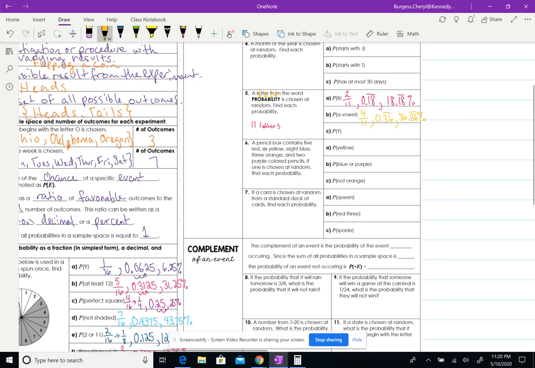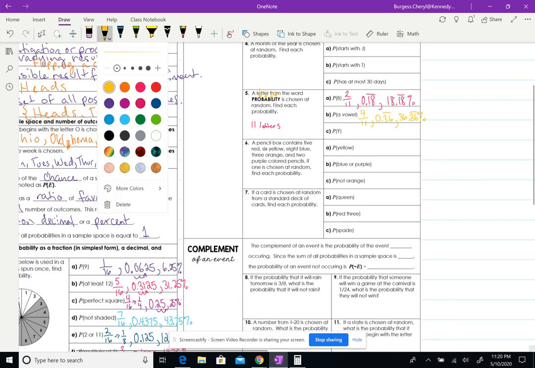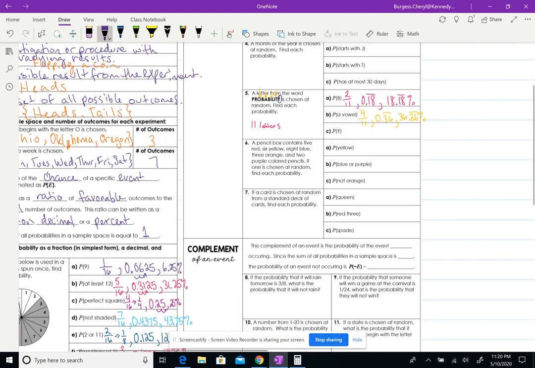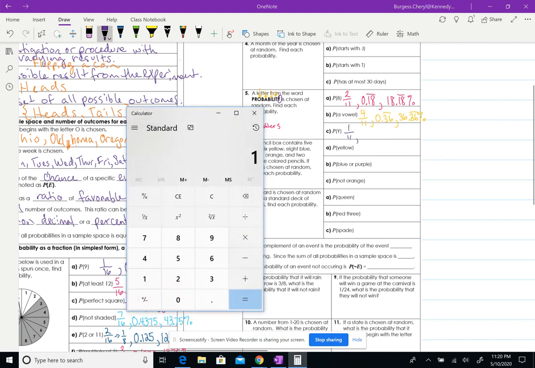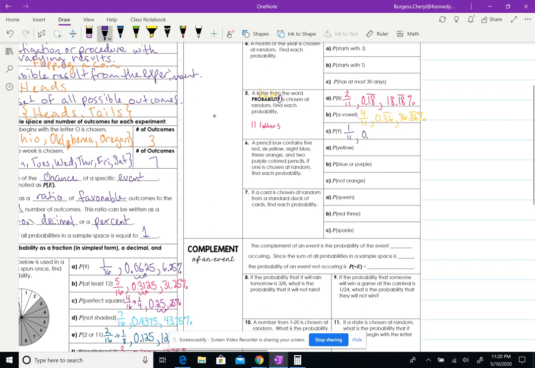All right. What's the probability of choosing a Y? Okay, well, how many Y's are in the word probability? There's only one. So that's 1 11th, and 1 11th as a decimal is 0.09 repeating. And changing 0.09 repeating to a percent is 9.09 repeating percent.